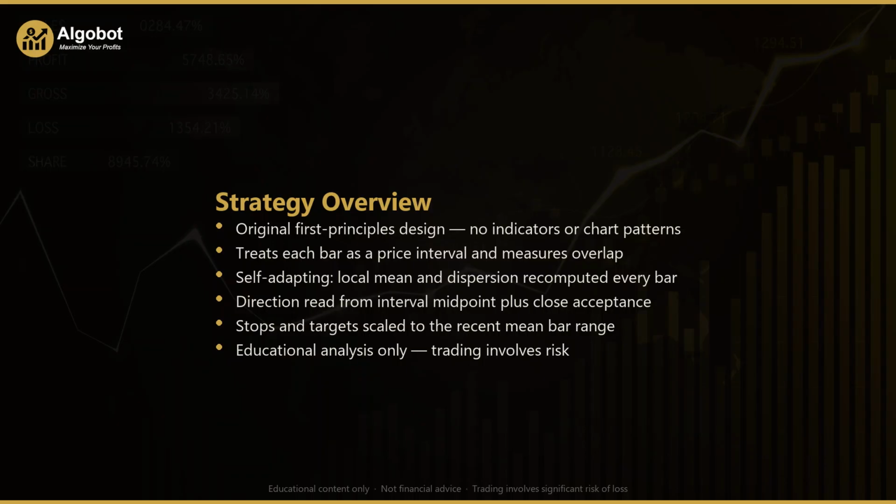This approach can be applied to any symbol and any single time frame you attach it to: a foreign exchange pair, an index, a metal, because it reads only raw high and low data. What makes it self-adapting is that it constantly measures the market's own recent overlap behavior, learning a local average and a local spread, and it judges each new bar against that moving baseline rather than any fixed number.